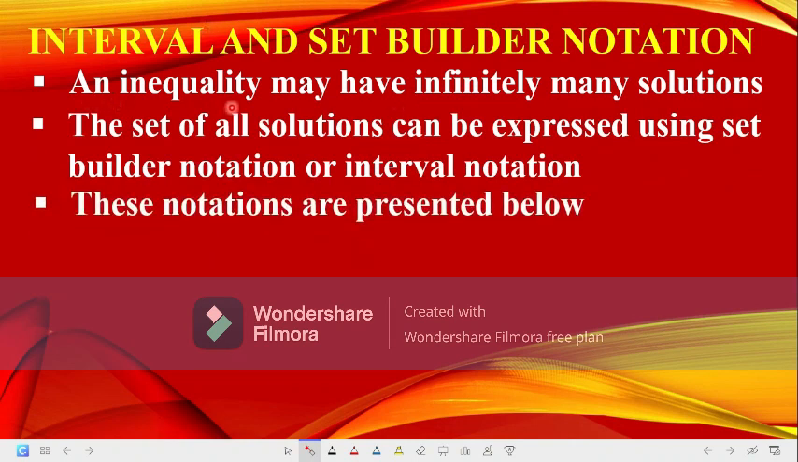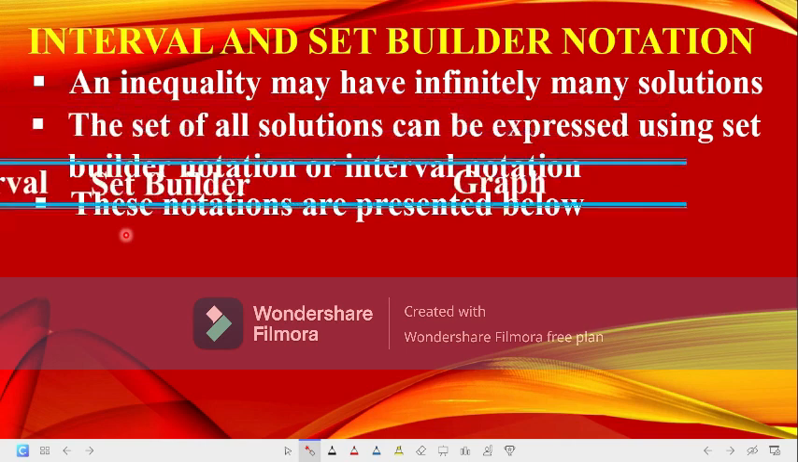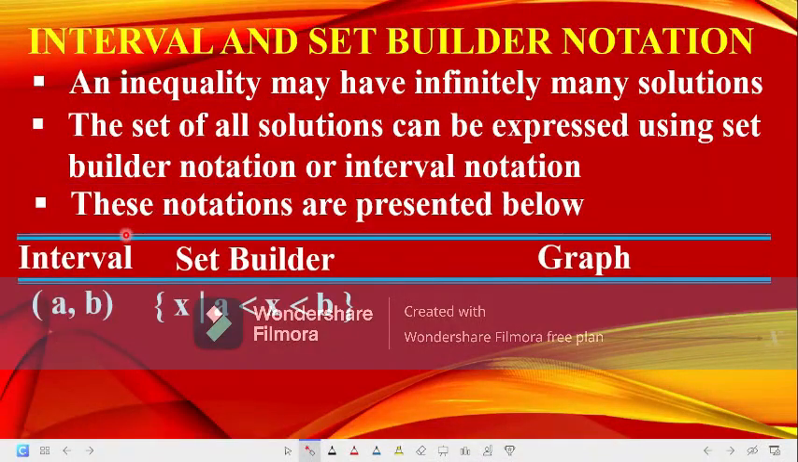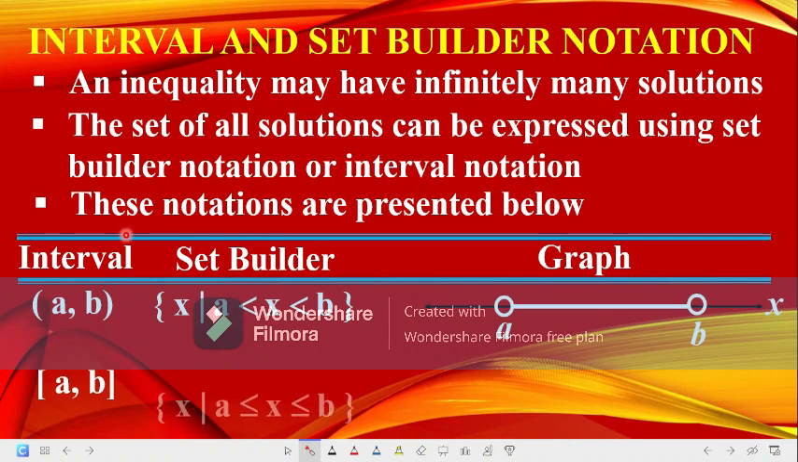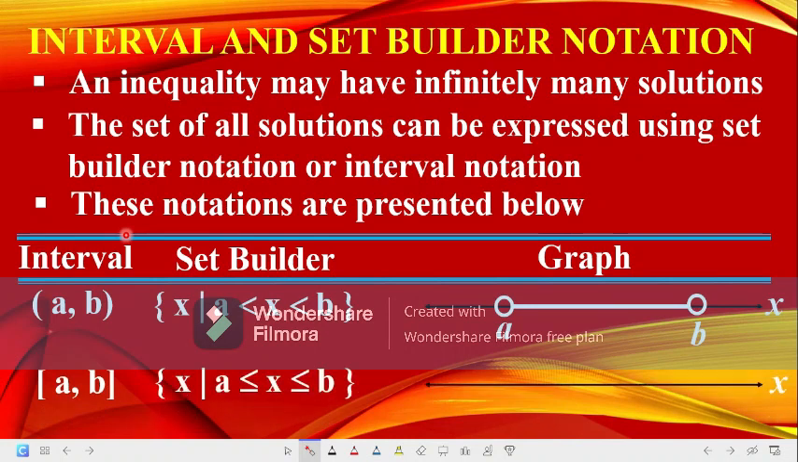An inequality may have infinitely many solutions. The set of all solutions can be expressed using set builder notation or interval notation. These notations are presented below. So let's have an example. Okay, so we have here three columns. The first column is the column for the interval. This is how we are going to write the interval. Then this will be the set builder, and this is the corresponding graph.